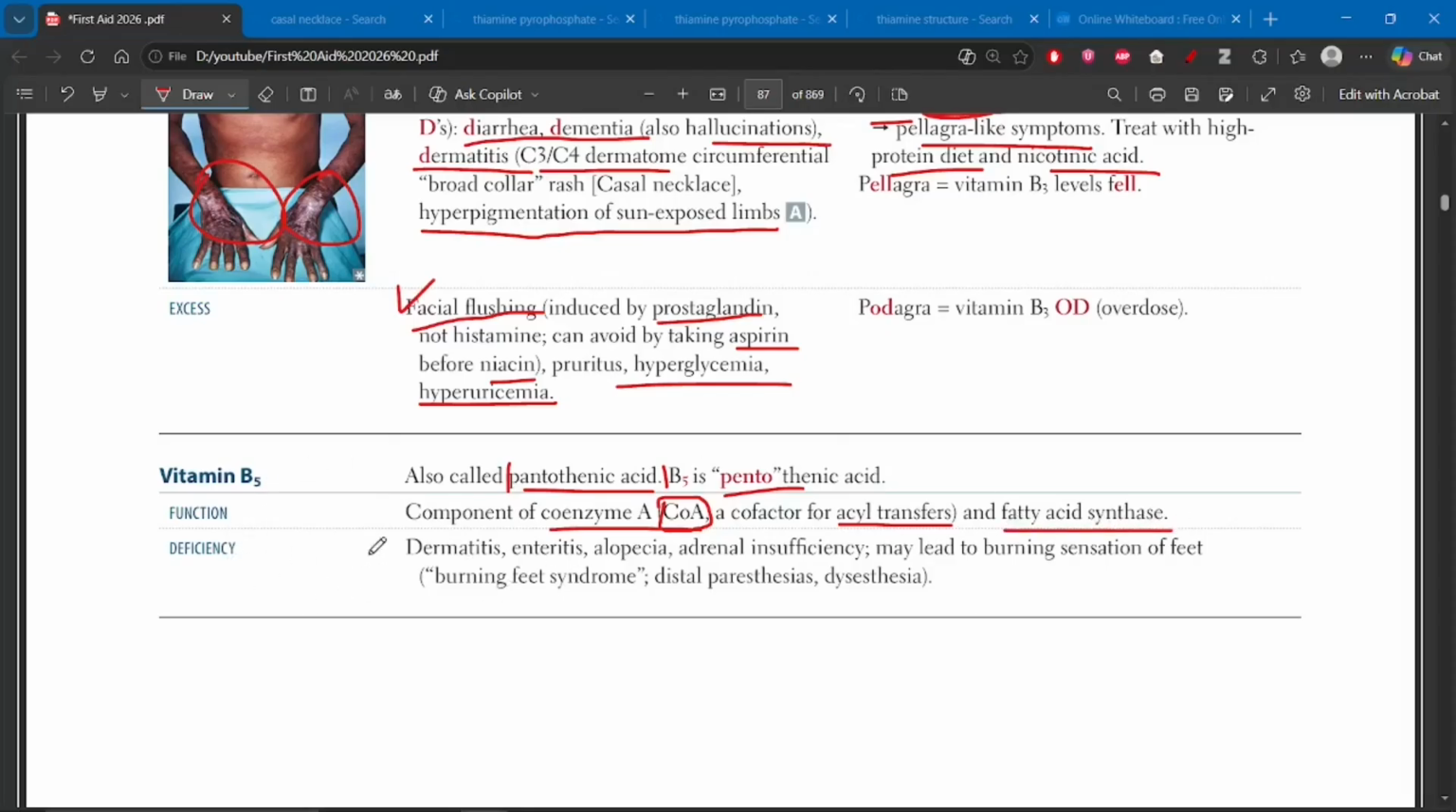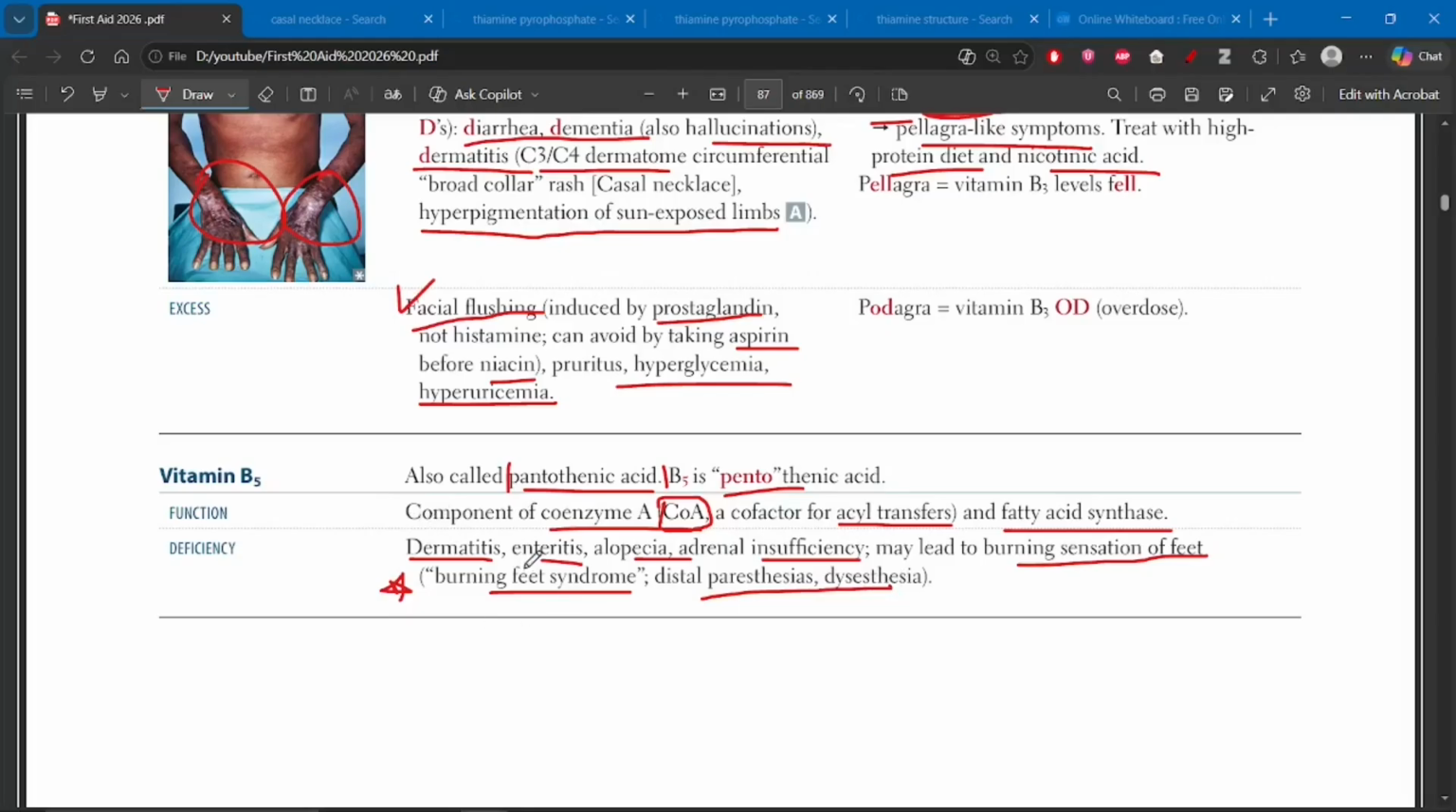Deficiency is dermatitis, arthritis, alopecia, adrenal insufficiency. It may lead to burning sensation of the feet, right? So this is important. It might lead to burning feet syndrome, blissful paresthesias.